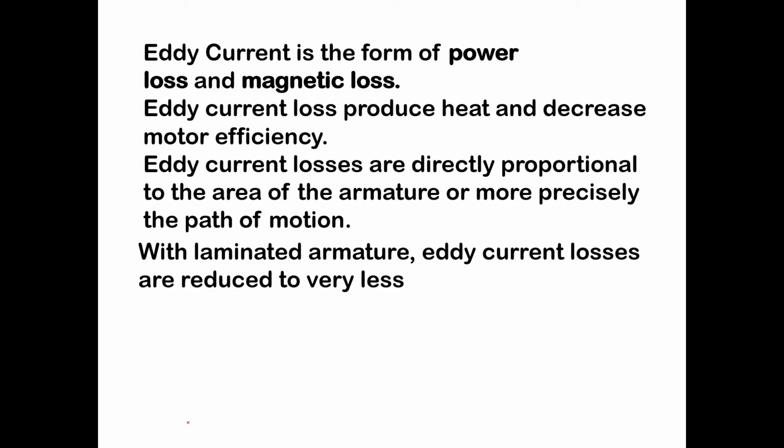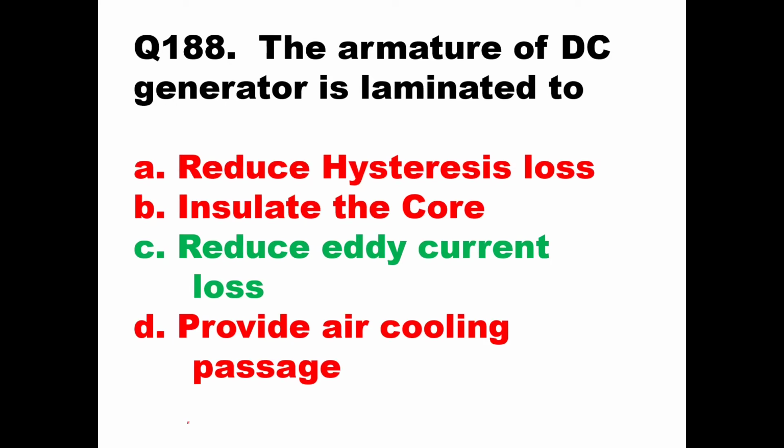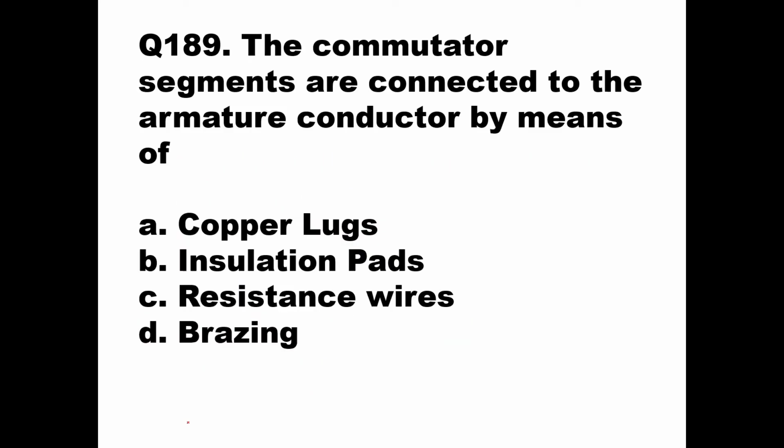So here you can see the theory. Eddy current is a form of power loss and magnetic loss. The eddy current loss produces heat and decreases motor efficiency. These eddy current losses are directly proportional to the area of the armature, or more precisely the path of the motion. With a laminated armature, eddy current losses are reduced to very little. This is the reason why the armature is laminated. So here option C, to reduce eddy current loss, is the right answer. Then we'll go to the next question.